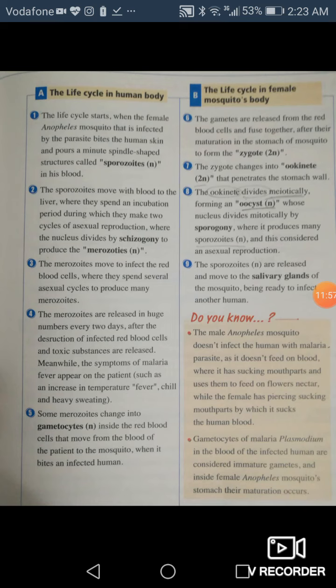It will be outside the stomach, and the zygote changes into a very strange structure, which is called an ookinete. The ookinete has 2N also. It can penetrate the stomach wall. So the zygote changes into an ookinete, penetrates the stomach wall, and comes outside the stomach.